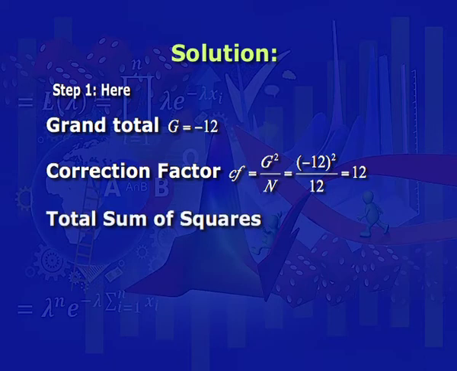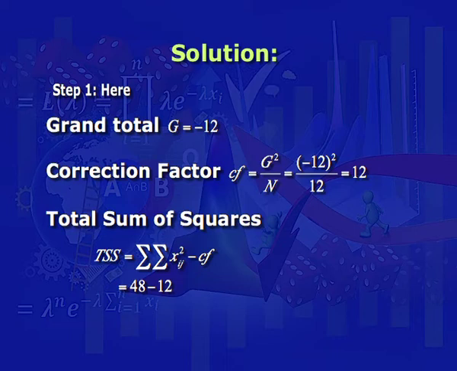Now, we calculate different sum of squares. First, total sum of squares. Total sum of squares equal to double summation Xij square minus CF. Here double summation Xij square means sum of square of all the values of the given table, which comes out 48 minus CF equal to 12. So, we get the answer 36.